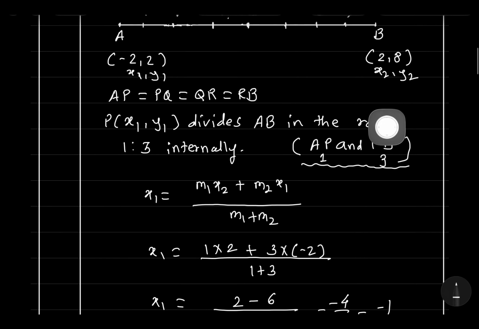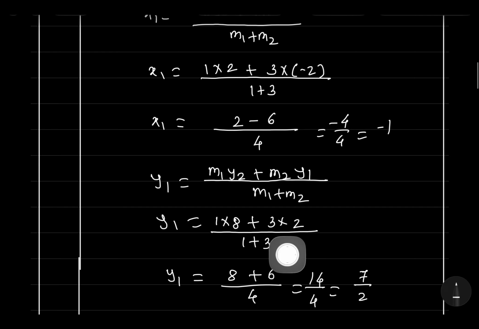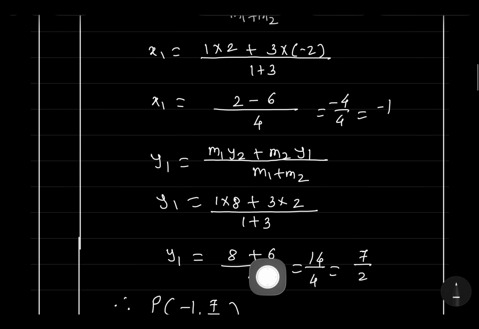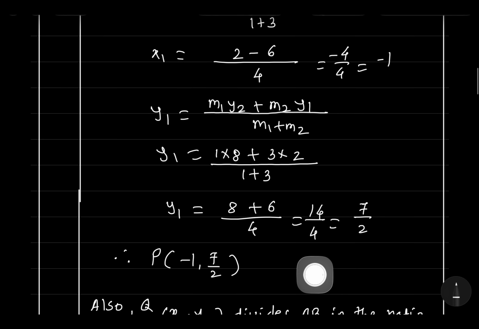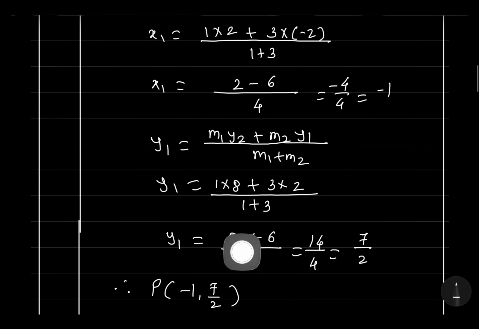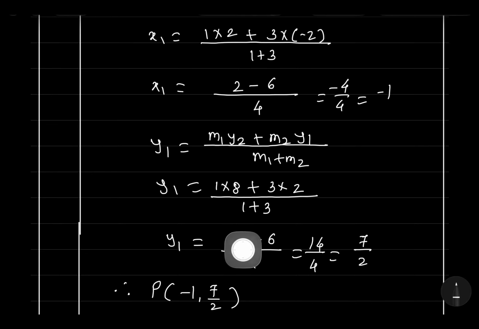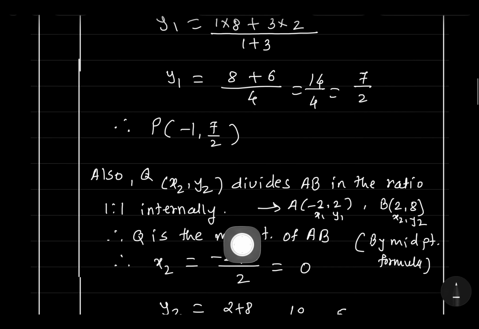See here, y2 is 8 and y1 is 2. So 1 into 8 and 3 into 2. Then solve this: 8 plus 6 upon 4, 14 upon 4, then 7 by 2. So P is equal to (-1, 7 upon 2). One point we got. We got the 3 points, and those 3 points' coordinates we have to find out.